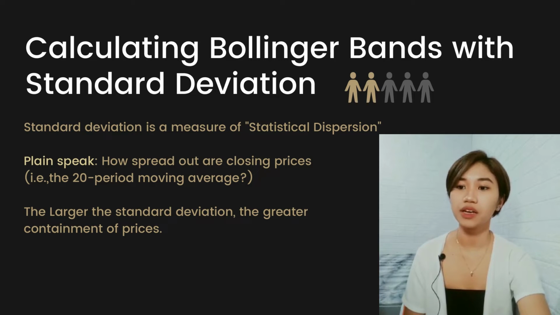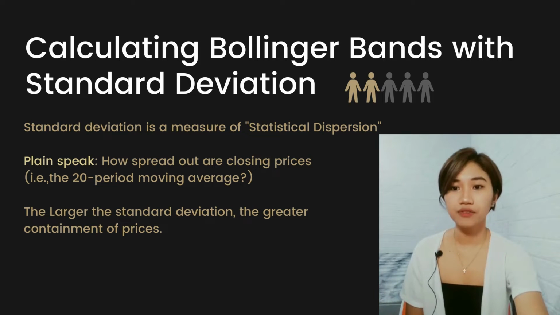How spread out are they around a specific moving average? Typically, you use the 20-period moving average. You can use the 50-period moving average. You can use the 200. You can use whatever period you want. I like to keep it straight and simple: 20 period. So if it's a daily chart, the 20-day moving average. If it's a weekly chart, the 20-week moving average.